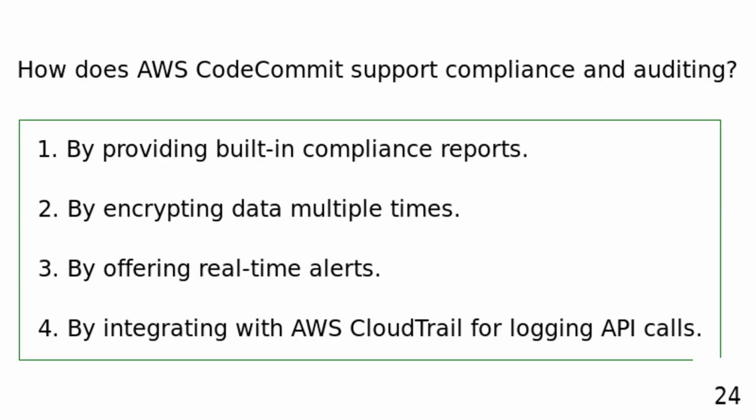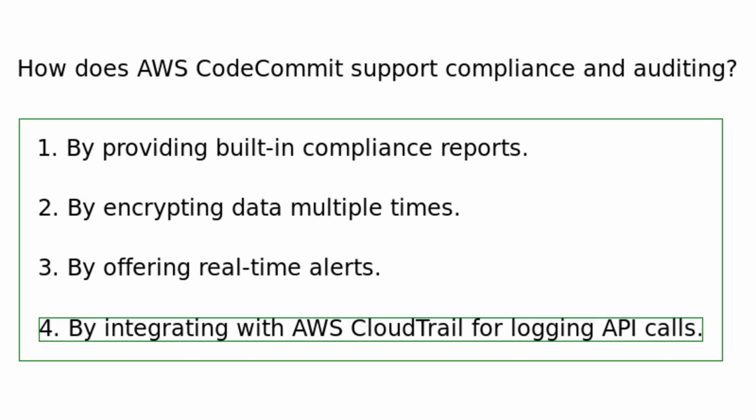How does AWS CodeCommit support compliance and auditing? By providing built-in compliance reports. By encrypting data multiple times. By offering real-time alerts. By integrating with AWS CloudTrail for logging API calls. AWS CodeCommit integrates with AWS CloudTrail to log API calls, supporting compliance and auditing efforts.